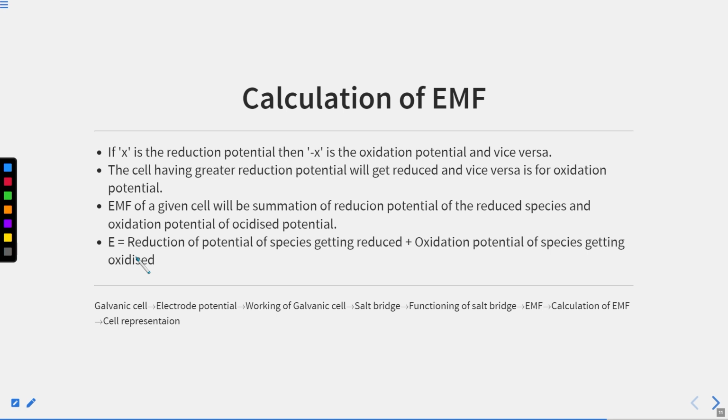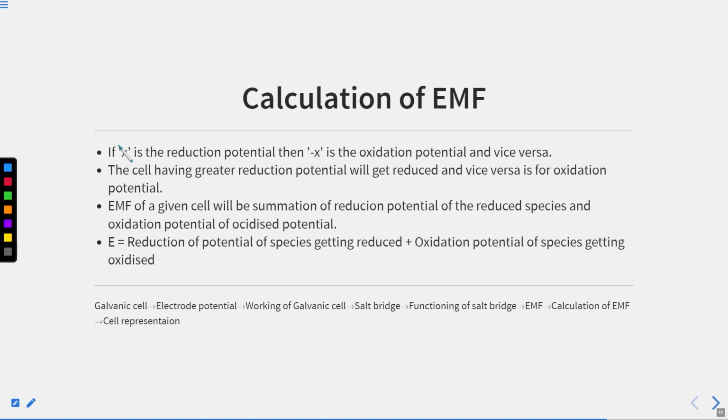The first thing is that if the reduction potential of a species is X, then the oxidation potential will be minus X. So basically the magnitude will remain the same. If it is positive for reduction, then it will be negative for oxidation. Similarly, if it is negative for reduction, it will be positive for oxidation. And vice versa is also true. So if the oxidation potential is positive X, then the reduction potential will be negative X. And if the oxidation potential is negative X, the reduction potential will be positive X. Is it clear? Yes.